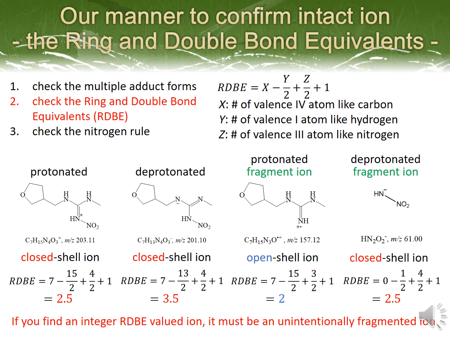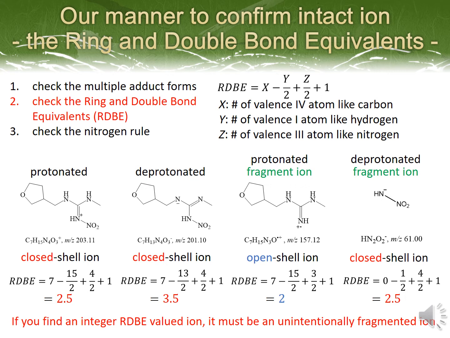The RDBE of the protonated form is 2.5, the deprotonated form is 3.5, and the protonated fragment ion is 2. The ionized intact molecular ions by API, I mean the protonated and deprotonated intact dinotefurans, give an RDBE ending with 0.5. On the contrary, the protonated fragment ion gives an integer RDBE. This is because of an open shell ion, produced by a homolytic bond dissociation of the nitroguanidine moiety of dinotefuran.